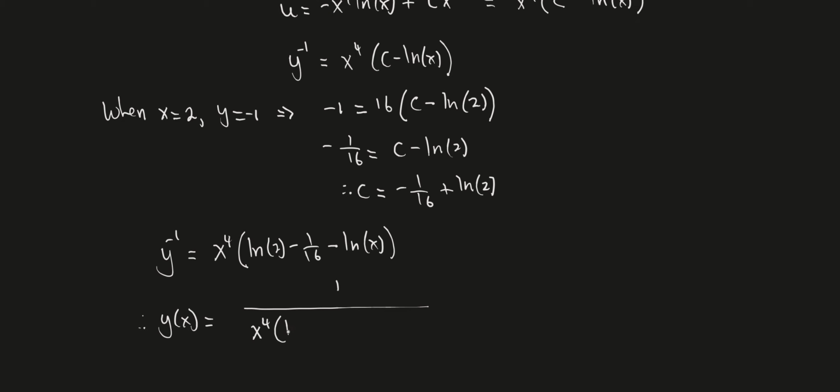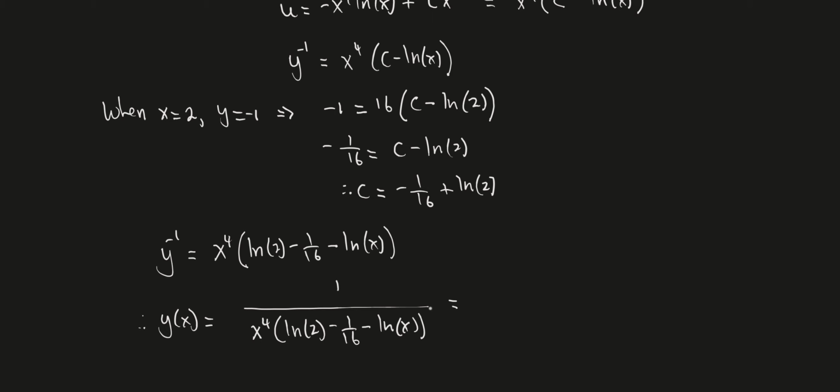X to the fourth times the ln of 2 minus 1 over 16 minus the natural log of x. All right. Now, this would be a good answer, but since the question also wants us to find the interval of existence of this, it would help if we simplify this function a little bit further.